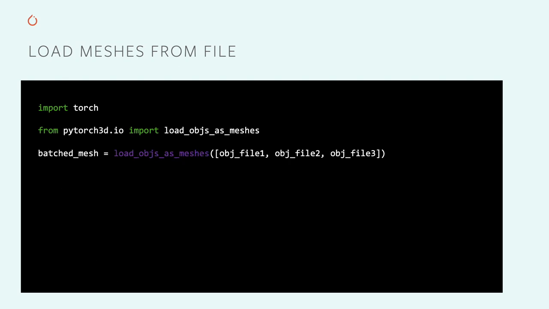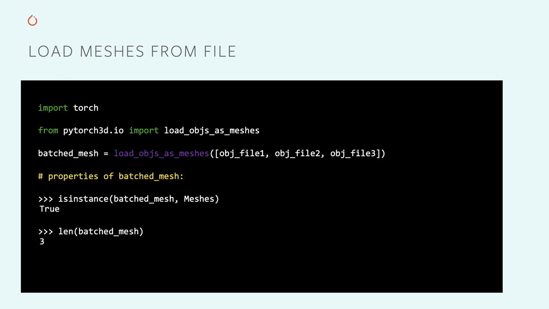In many cases, you will use the data from load_obj to construct a Meshes object. In this case, you can use the load_objs_as_meshes function to directly load a mesh from file into a Meshes object. The batched mesh is of type Meshes, and in this example, contains a batch of 3 meshes.